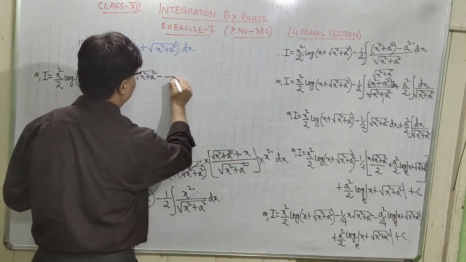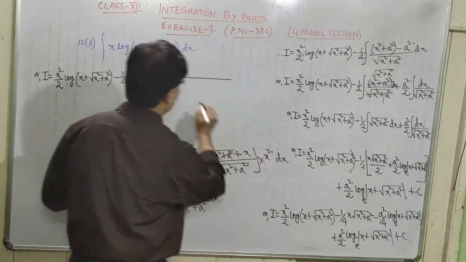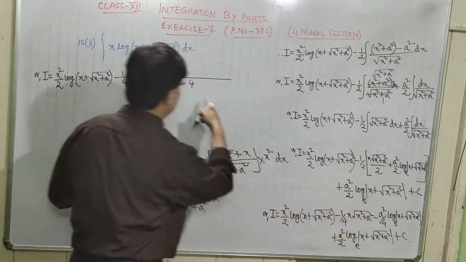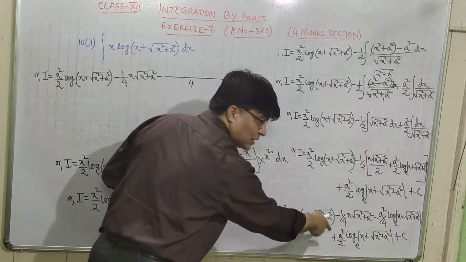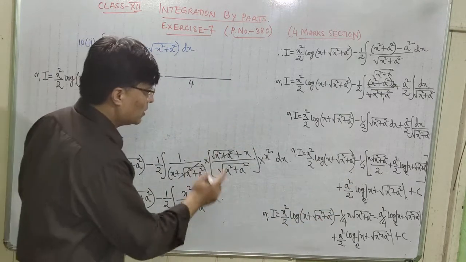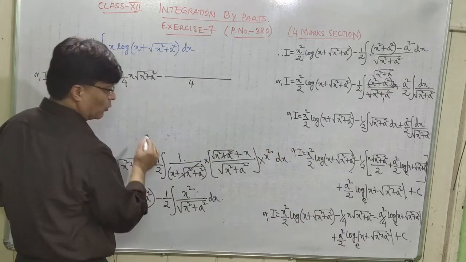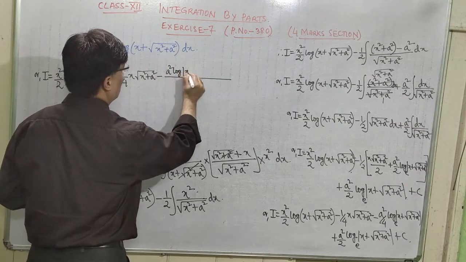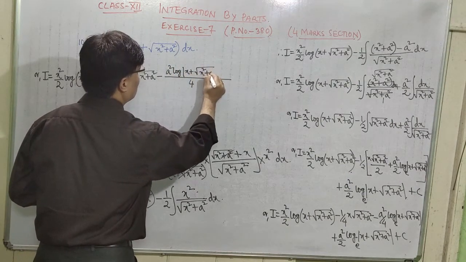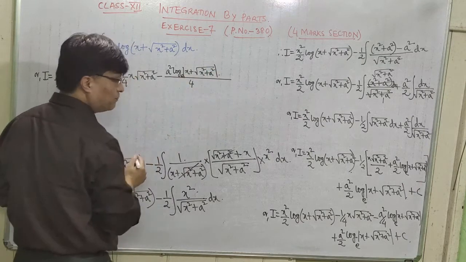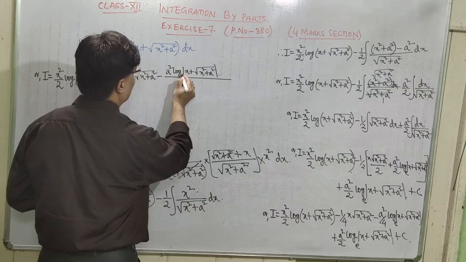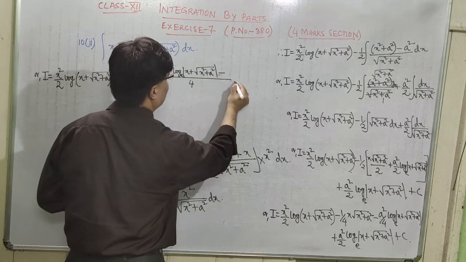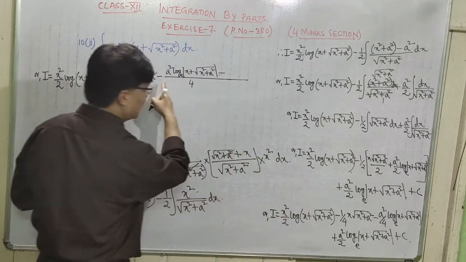Now let's take the LCM. For this 4 and 2, what's the LCM? LCM is 4, right? Because these are of similar terms, you can simplify it. So now the numerator will be a square log within mod x plus root over x square plus a square mod sign close. The base is e. Then minus into plus is minus.